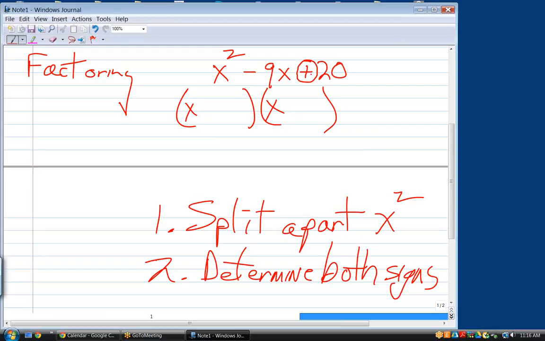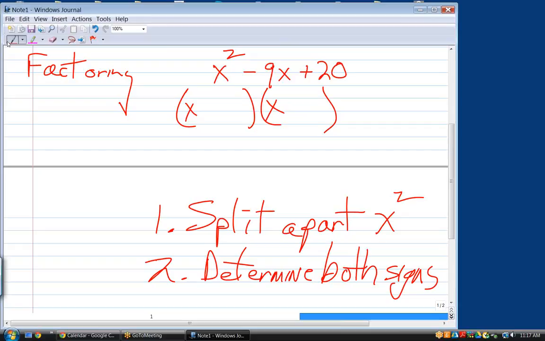So the fact that this is a plus sign tells me what about these both signs? They're both going to be the same. You produce a plus sign when you multiply either plus times plus or minus times minus. So it could be minus and minus. When I multiply that minus times that minus, I'm getting a plus. So it tells me that it's either minus minus or plus plus.